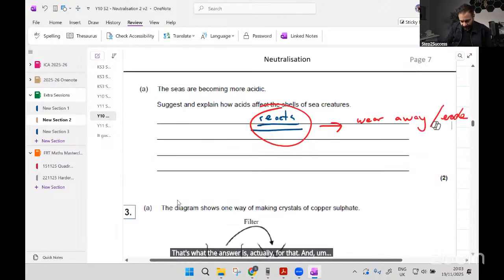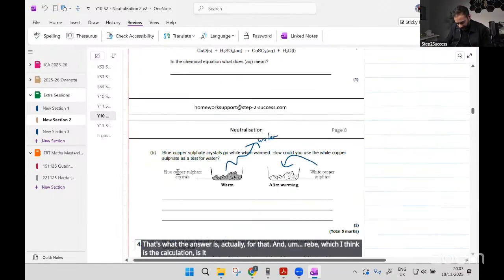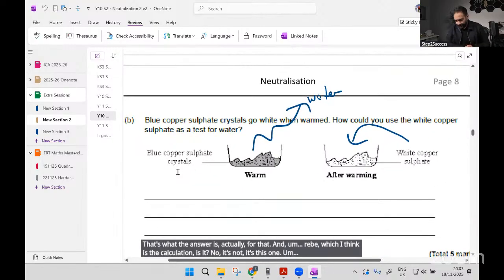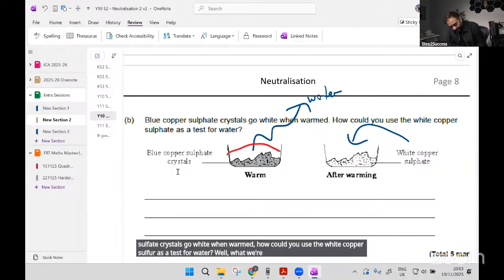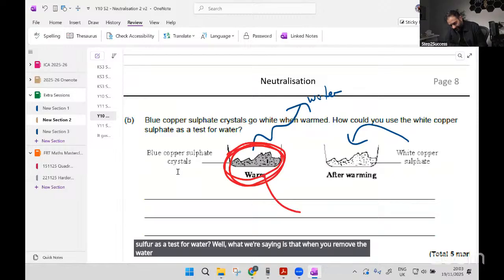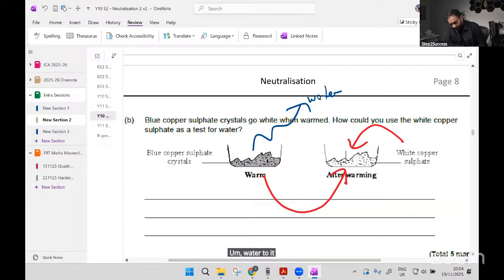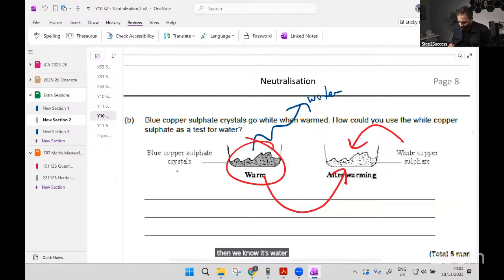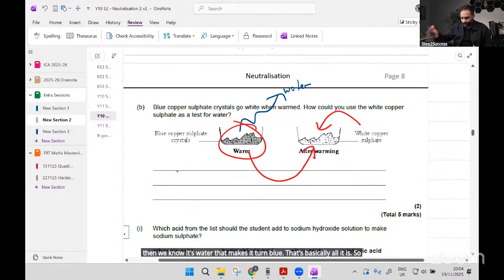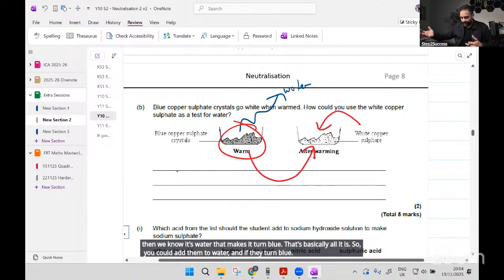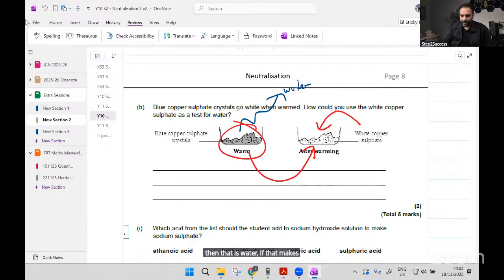And 2B, which I think is the calculation, is it? No, it's not. It's this one. Blue copper sulfate crystals go white when warmed. How could you use the white copper sulfate as a test for water? Well, what we're saying is that when you remove the water from this, it turns white. So how could you use this white stuff to test for water? Well, you could add water to it, and if it turns blue, then it's water. Do you see what I mean? If it turns blue, then we know it's water that makes it turn blue. That's basically all it is. If that makes sense.